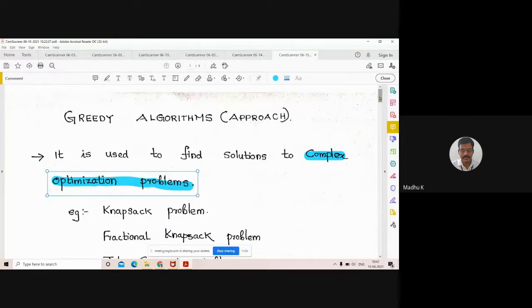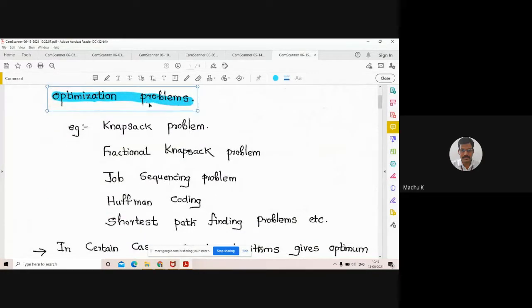Different types of problems that can be solved using greedy approaches are given below. Not all problems can be solved using the greedy approach; there exist some types of problems that can be. Basically those problems are optimization problems, and these include the knapsack problem, which we want to study. There are two types of knapsack problem: 0/1 knapsack problem and fractional knapsack problem. Then job sequencing problem, Huffman coding, shortest path finding problem.